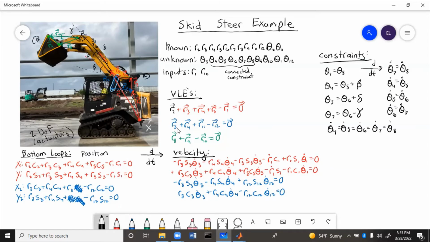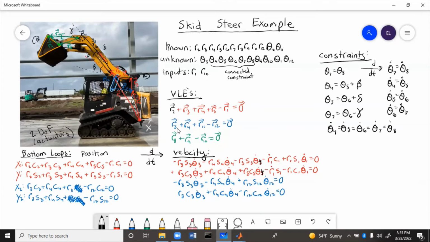Now we can simplify these based on our constraint derivatives. So let's set all of the things that are equal to theta 4 dot, we'll just put that equal to theta 4 dot. So that will change theta 5 dot here to be theta 4 dot. And that's it for this loop.